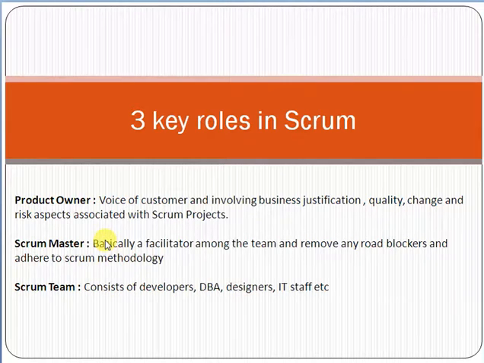So what are the three main key roles in Scrum, which are basically the building blocks through which we implement the Scrum methodology or Scrum framework to implement a project? First of all, the most important key role is the product owner.